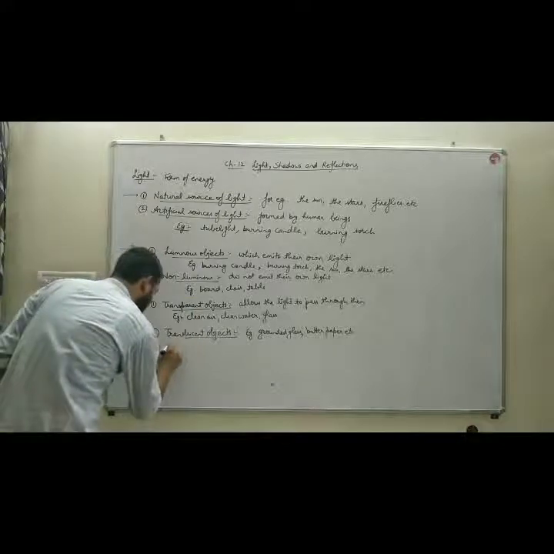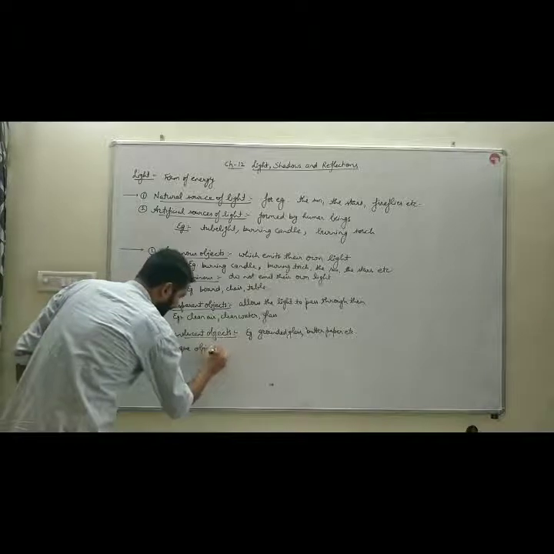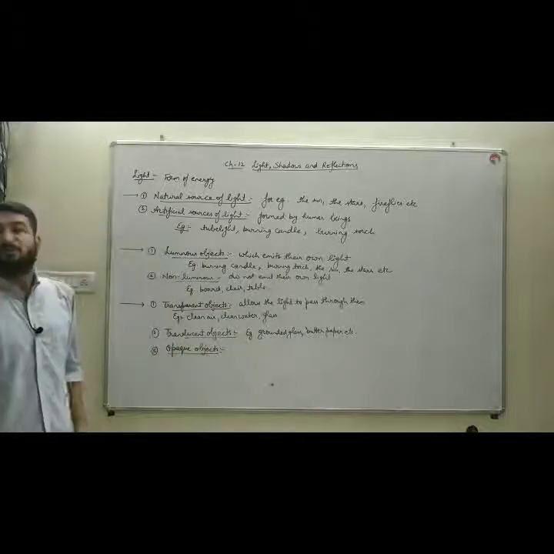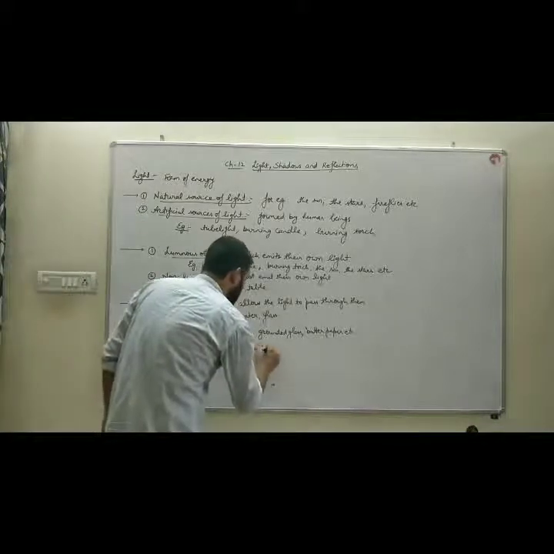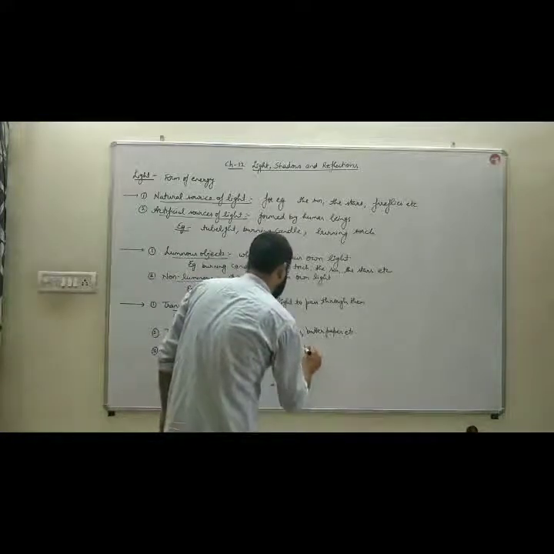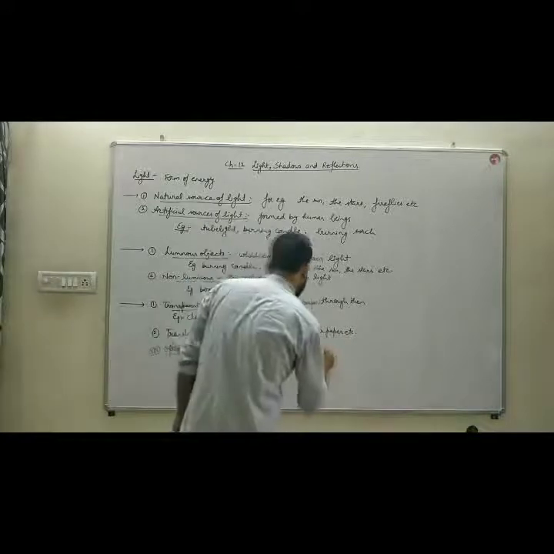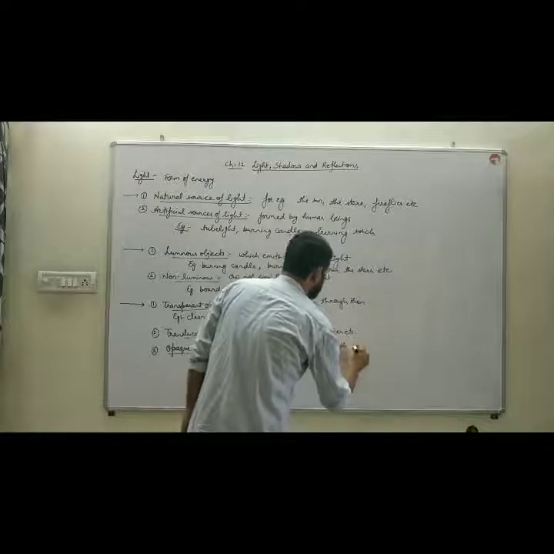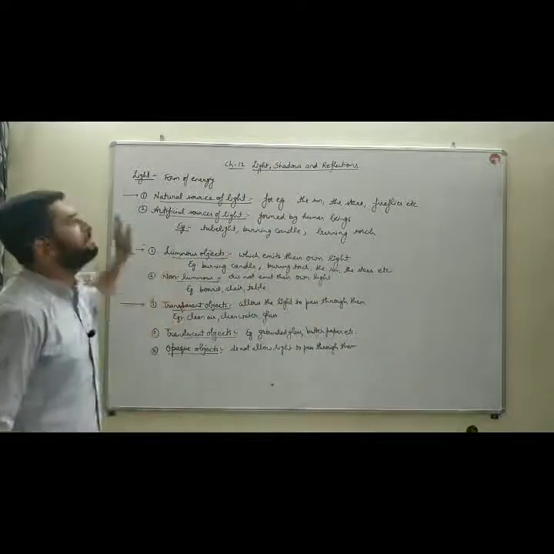The third ones are opaque objects. The objects which do not allow light to pass through them at all. They do not allow even a small amount of light to pass through them. थोड़ी सी amount of light को भी अपने में से pass होने नहीं देते बच्चे. Whatsoever the light is, they block every part of that light.